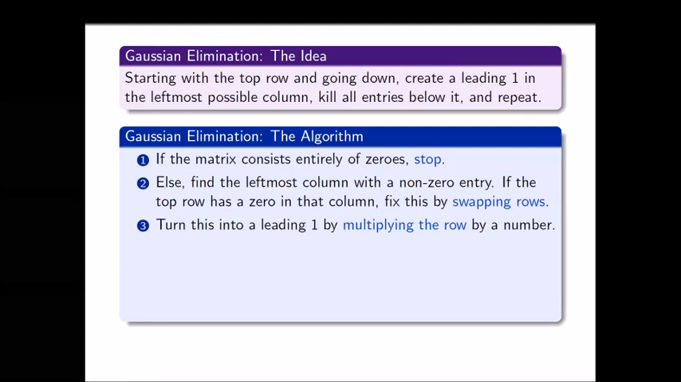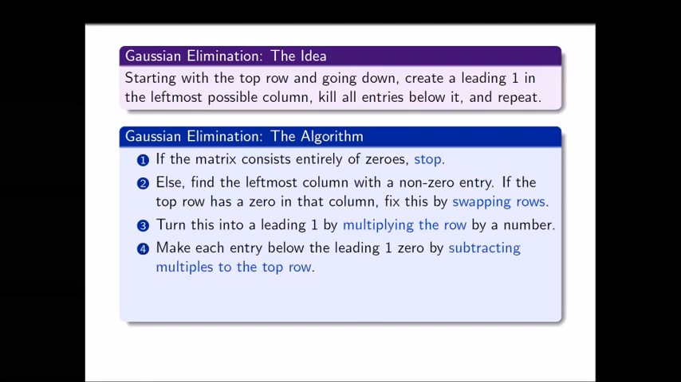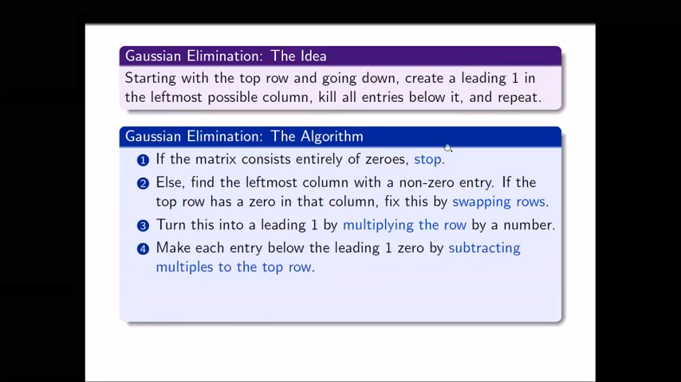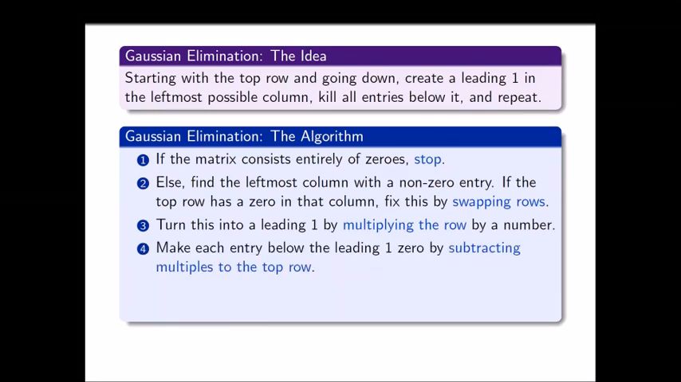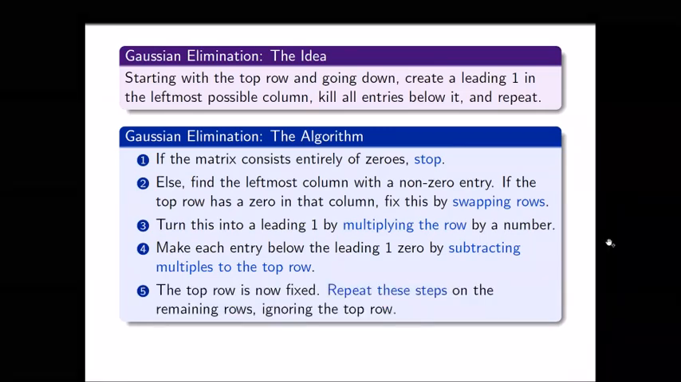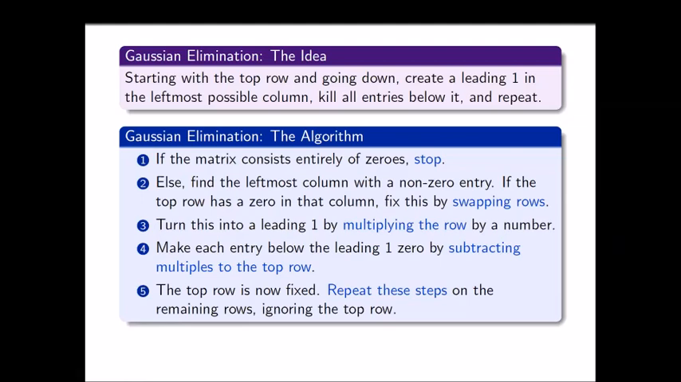Once we are done with step 2, we turn this leading number into a leading one by multiplying that row by a number. Remember that this is also an elementary operation. And then by the third elementary operation, we make each entry below the leading one into a zero by subtracting multiples of the top row. So the top row is now fixed. We repeat these steps on the remaining rows and we ignore the top row.